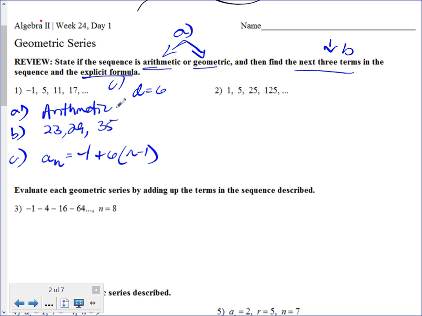Okay, arithmetic or geometric? Arithmetic. How do you know, Lewis? Yeah, common difference. What is common difference? Which is what in this case? Good. And what's the next question? Next three terms, Tony, what'd you put?